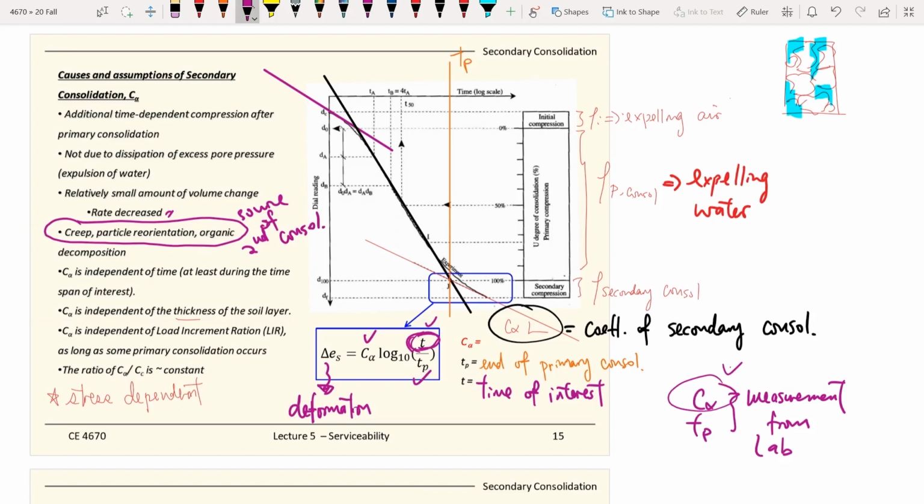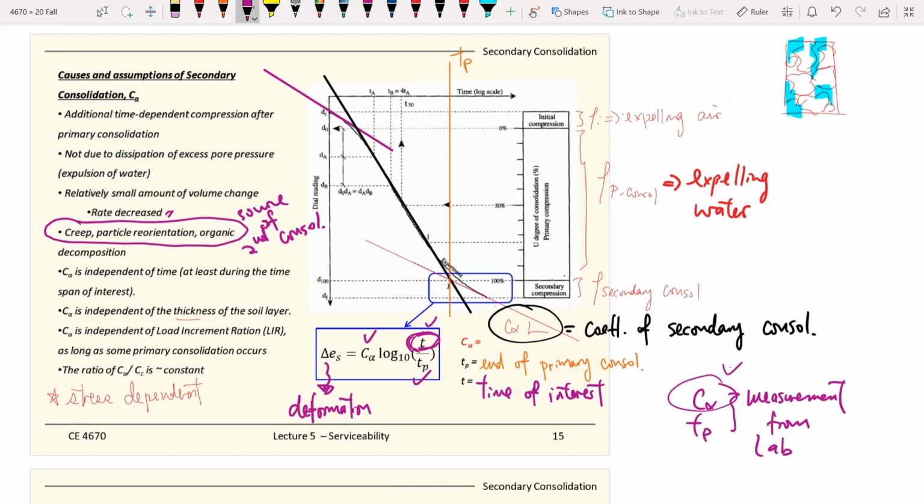Because now there is no more water coming out, but the deformation comes from the reorganization of the particles. Sometimes, because the stress has been there for so long, the soil particles start to deform at a very slow, constant rate. That gives you the secondary consolidation, and also maybe some organic decomposition. If there are any chemical reactions involved in the soil, water, and pore fluid, those will give you deformations that also belong to the secondary consolidation.